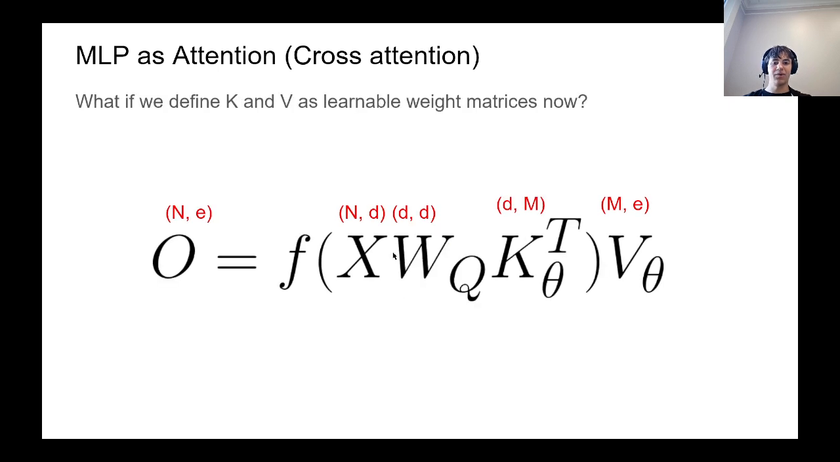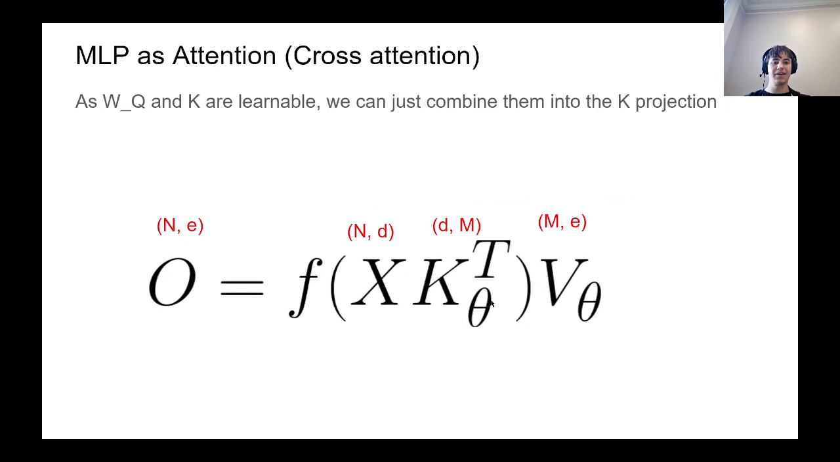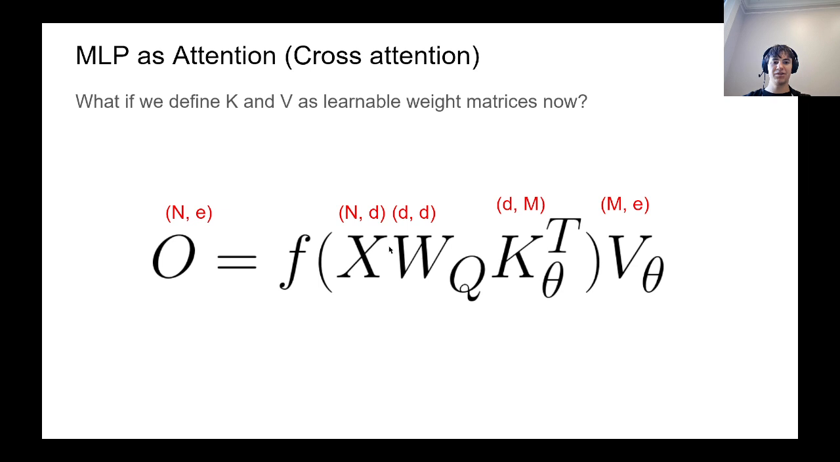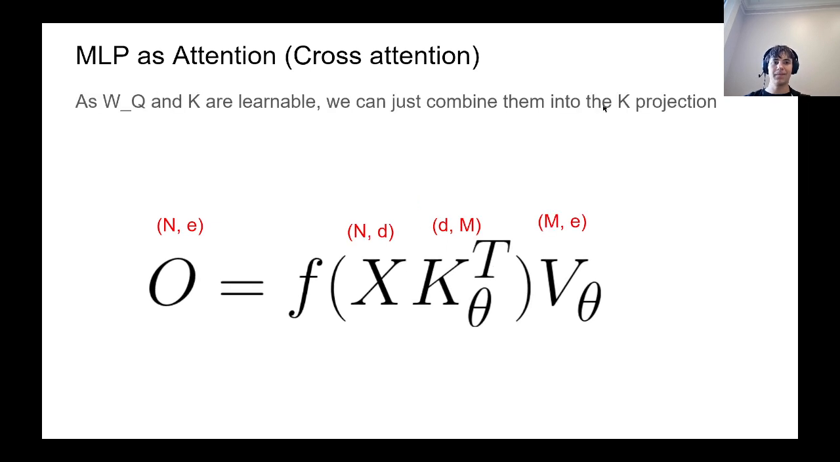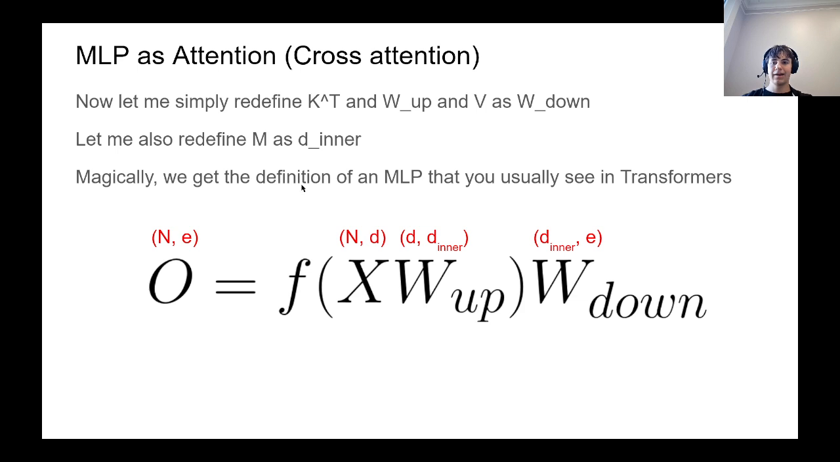So what we can do is merge W, Q, and K, because they're both learnable, and just merge them together. You can merge two learnable matrices together, and it's just as expressive because there's no nonlinearity in between. So I'm just merging W, Q, and K, combining them into the K projection. Now let me redefine K transpose as W up, and V theta as W down. I'm also going to redefine M as D inner, keep E the same, and keep this as X.